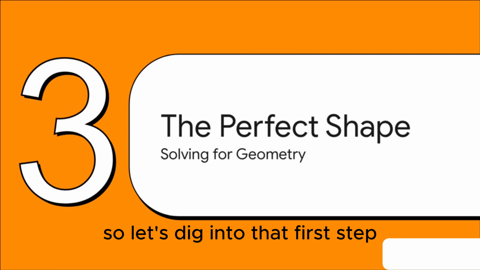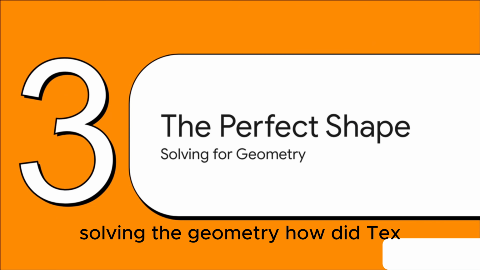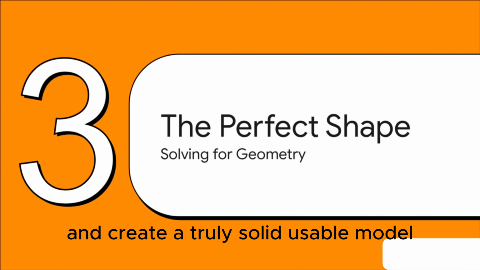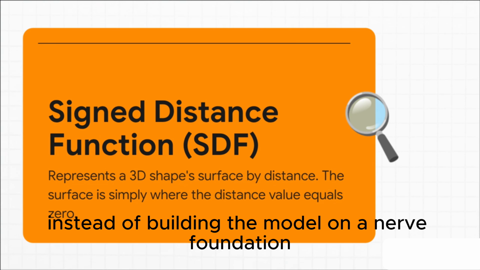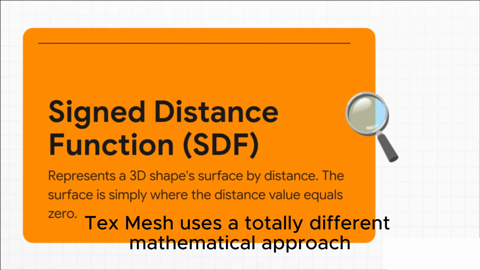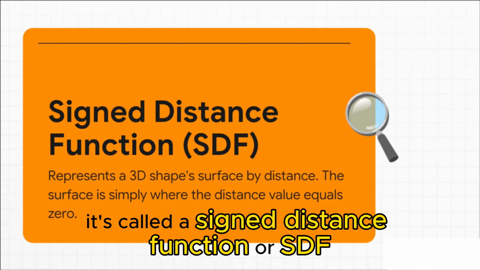So let's dig into that first step, solving the geometry. How did TextMesh manage to get away from that cloud of smoke and create a truly solid, usable model? Well, instead of building the model on a NeRF foundation, TextMesh uses a totally different mathematical approach. It's called a signed distance function, or SDF.